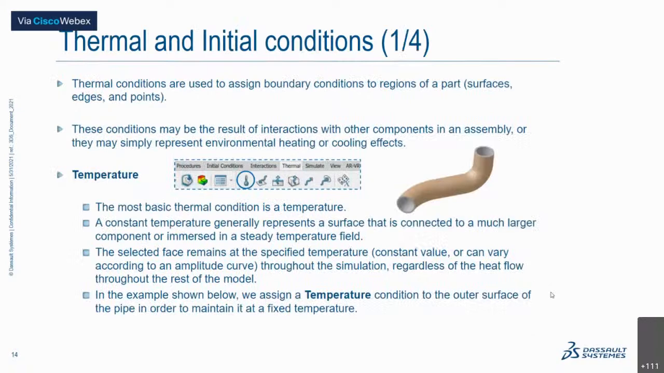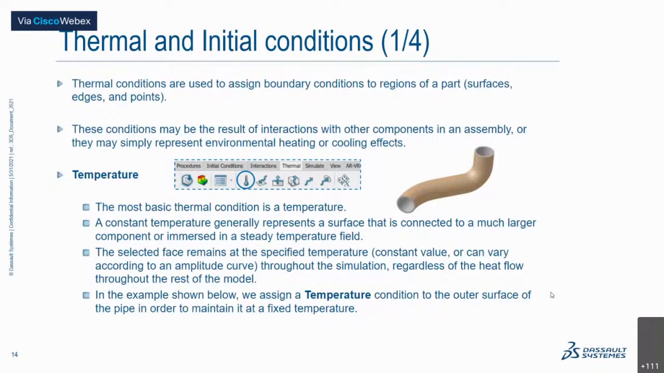And the next part is basically the thermal and initial conditions which we have. Thermal conditions are basically used to assign boundary conditions, the boundary conditions which you apply in regions of a part. These conditions may result from something like this particular product being a part of a different component, or a part of a greater assembly, or the interaction of the component with the environment itself. For example, you may be giving a constant temperature to a given component, maybe just an interaction with the environment, or this particular component has a constant temperature when it is working in sync in an assembly.